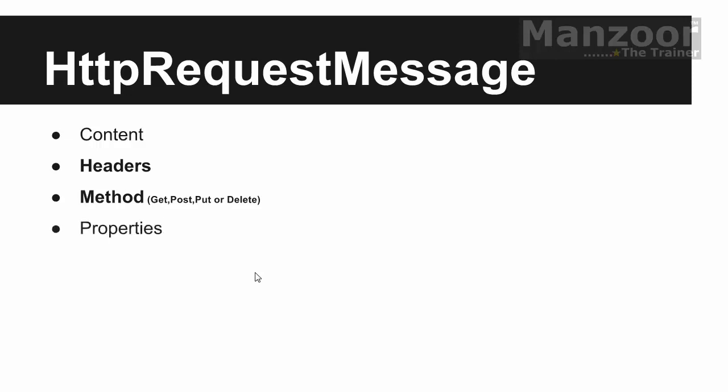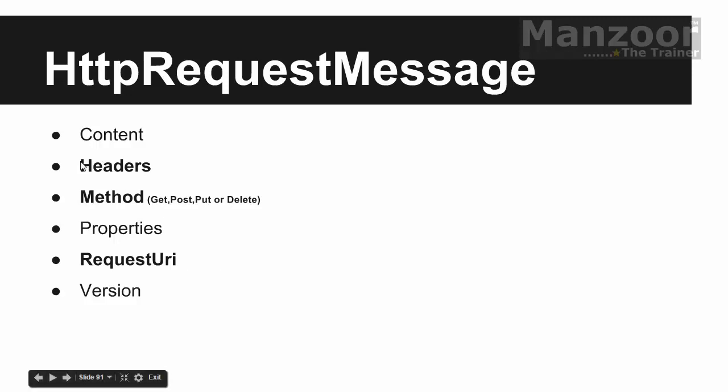It contains some properties. It contains the request URI. That URL is called a URI. URL is a subset of URI. And it contains the version. We tested with HTTP 1.1. So these are the things that your request message contains. The major things are headers, method, and request URI.